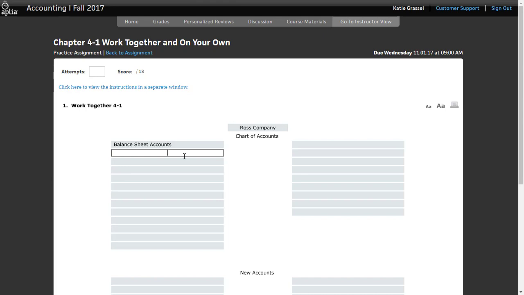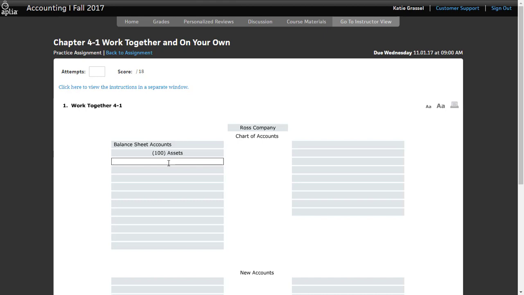So assets is our first set of accounts, and all of our assets are going to start with the number 1. So what I have to do in parentheses is put 100, and then put the word assets. So what does that tell me? All asset accounts are going to be listed underneath here, and they're going to be starting with 100s. Now, how are assets listed? Assets are listed in order of liquidity. Big fancy word.